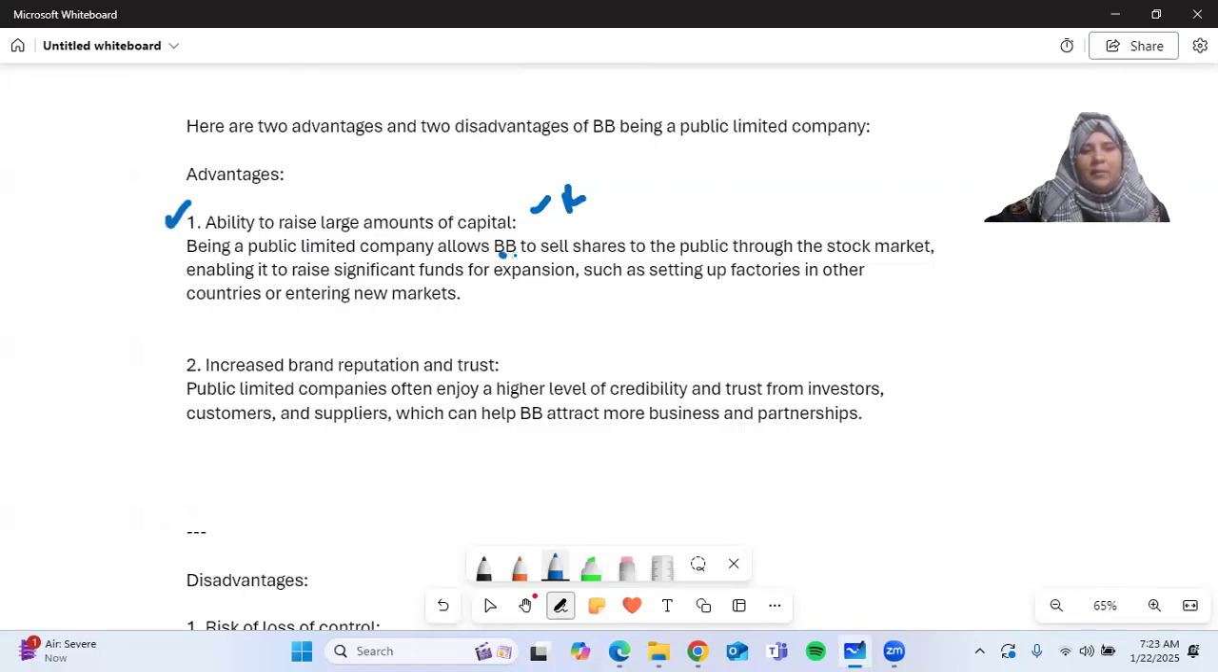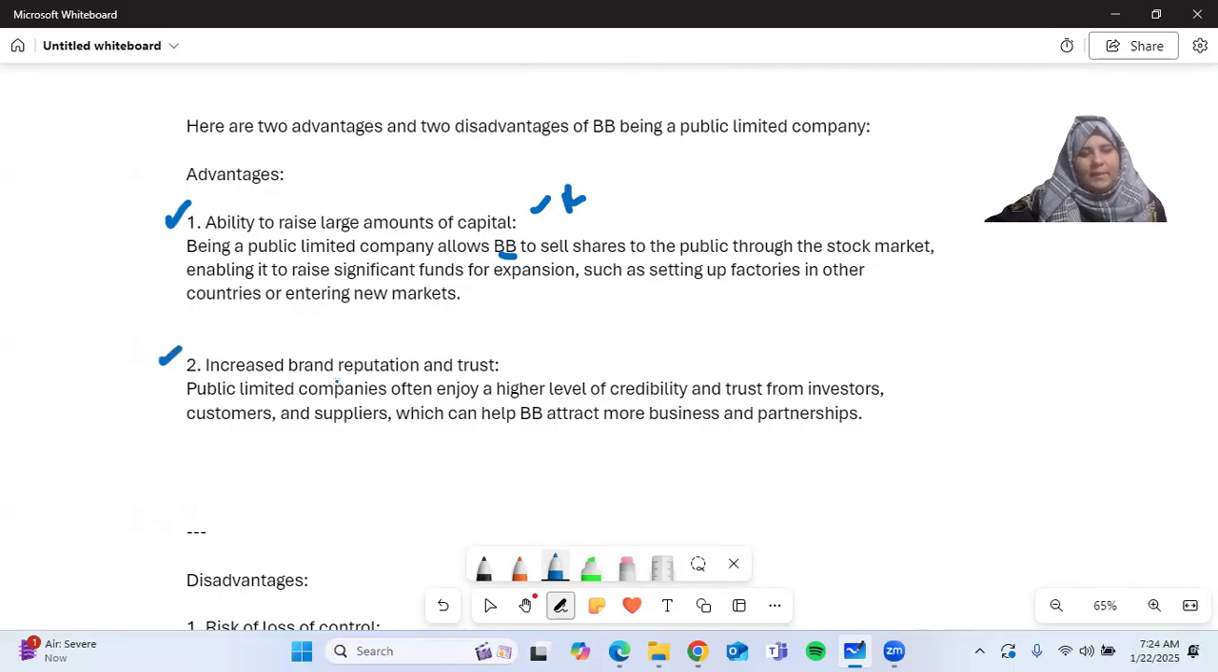So being a public limited company allows BB to sell shares to the public through the stock market, first of all, enabling it to raise significant funds for expansion, such as setting up factories in other countries or entering into new markets. We know that in the case study, they already talked about that they want to set up their factories in country A or maybe in country B. So for that, of course, they need the finance. So as you can see that I have used much of my applications here, and through this, I analyze my point that how this will be an advantage for BB if it is actually a PLC.